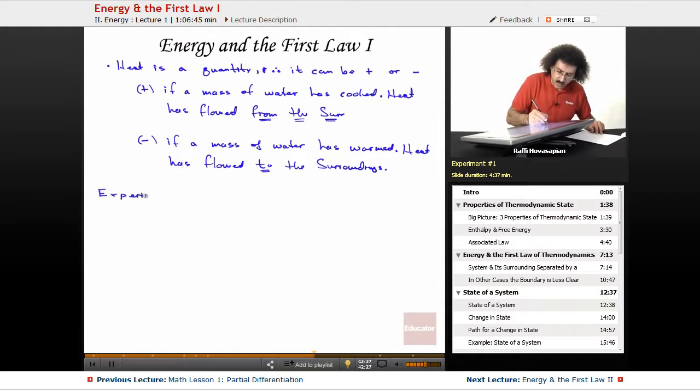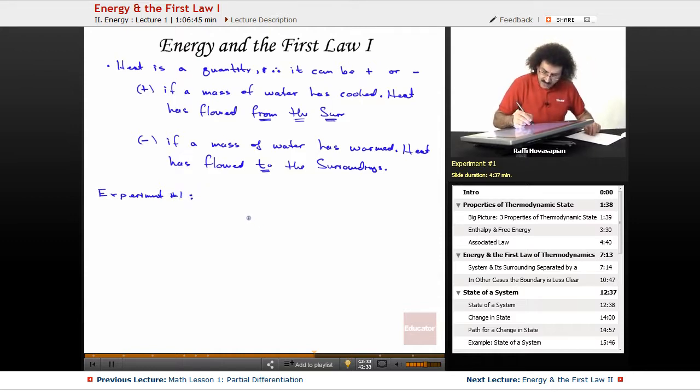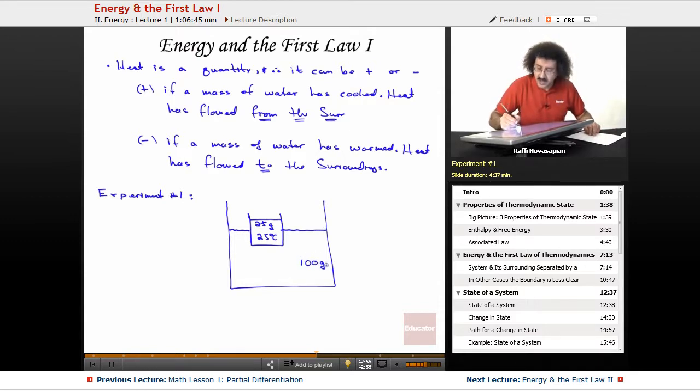Experiment number 1. I am going to take a beaker of water. I'm going to have 25 grams of water in here, and it's going to be at 25 degrees Celsius. Now I'm going to immerse that in a larger beaker of water. In this case, this is going to be 100 grams of water, and let's put it at 80 degrees Celsius. So this is our surroundings.